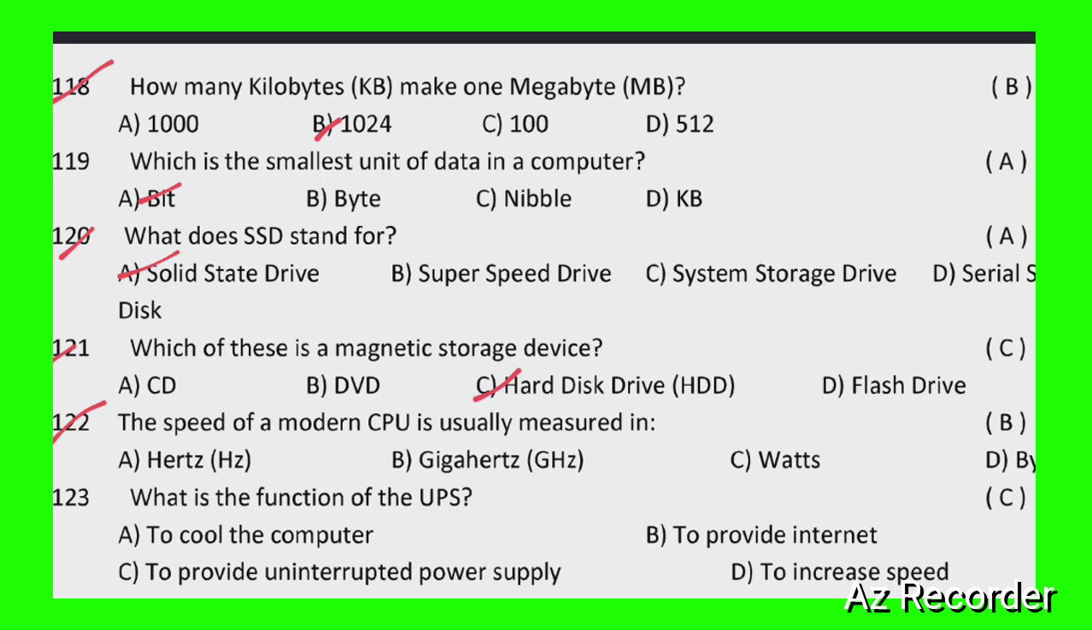The speed of the modern CPU is usually measured in, that is option B, gigahertz. What is the function of UPS? That is option C, to provide uninterrupted power supply.